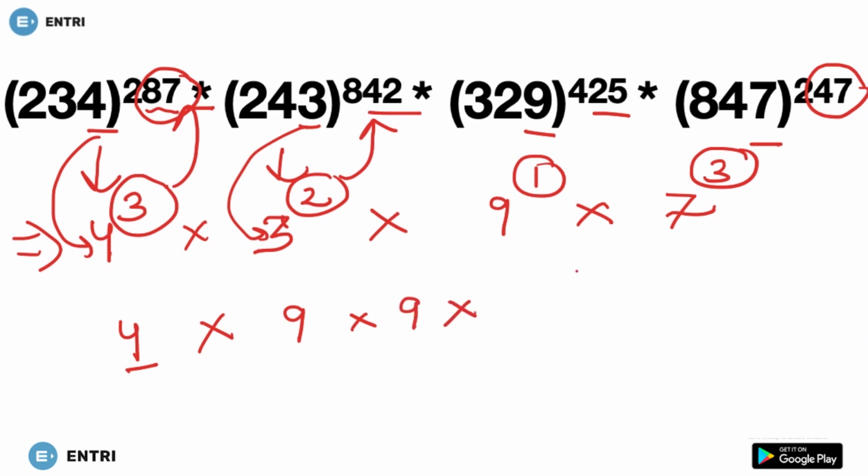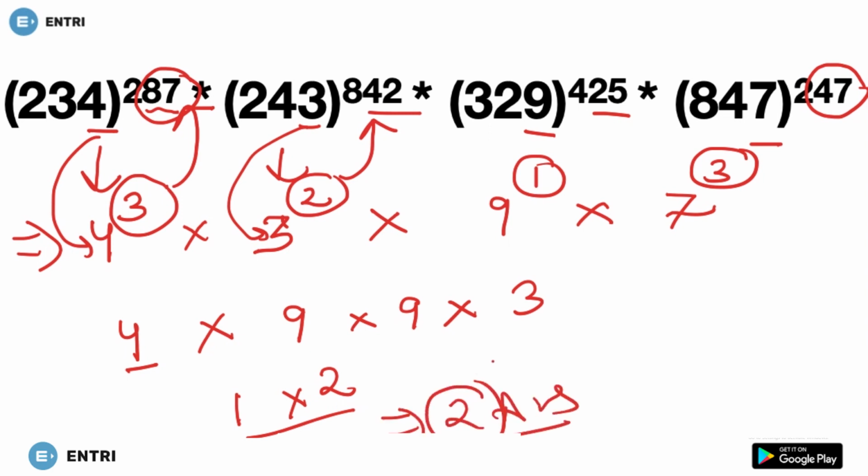And coming on to the 7's cube, we know that 7 into 7 into 7, and this time the unit digit that is going to come is 3. Clear? Now, we have 4, 9, again 9 and 3. Now when we solve the unit digits, we are going to get 1 here and 2 here, and in this way I can solve and get the answer 2 directly. So the unit digit that is going to come is 2.